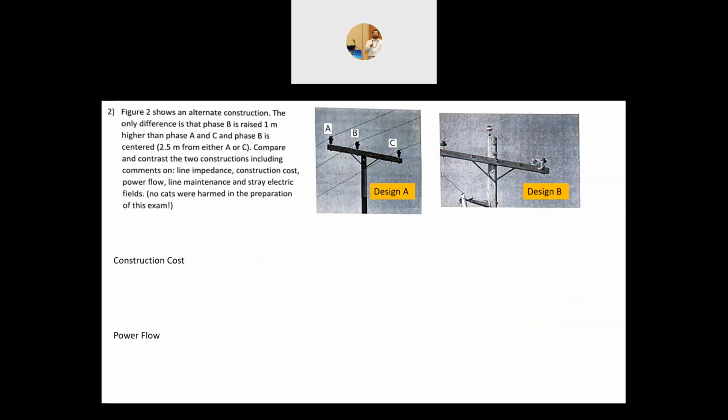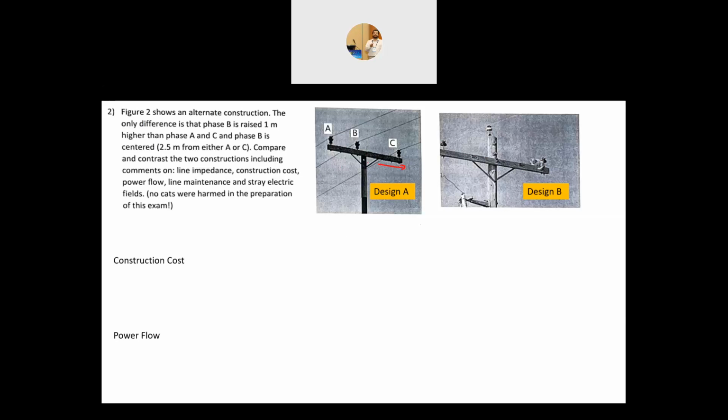Let's move on. Construction cost. Now from the construction cost, there are different things that you have to pay attention to. It is the cost of basically the tower and the right of way, because to the right and to the left of the insulator of the tower, there are forbidden areas where you cannot construct anything. So the wider the cross arm, the more right of way you will have. You will have more land forbidden.